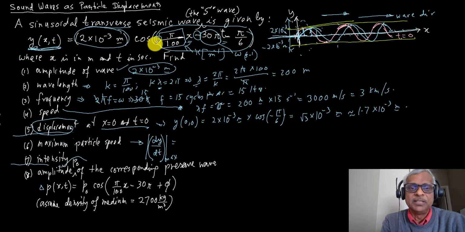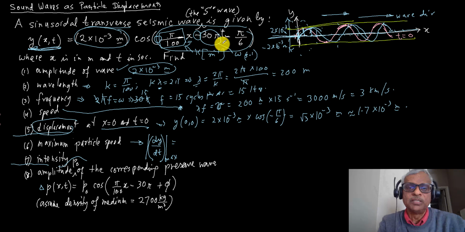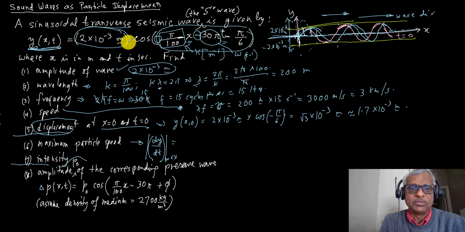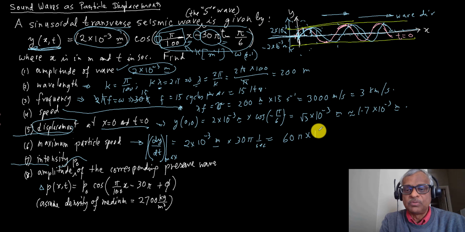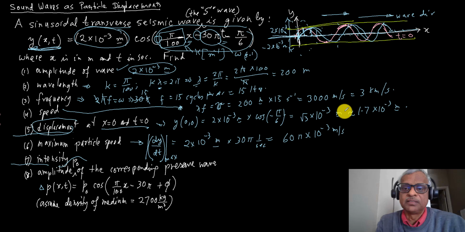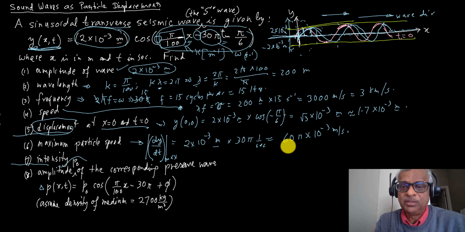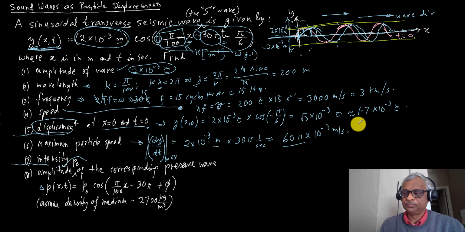So when I take the derivative with respect to t, cosine will go into sine, which will go from plus 1 to minus 1, and 30 pi will come out. So this will be 2 times 10 to the minus 3 meter times 30 pi per second, which is 60 pi times 10 to the minus 3 meter per second. So that's the maximum particle speed. You can just convert that, right?